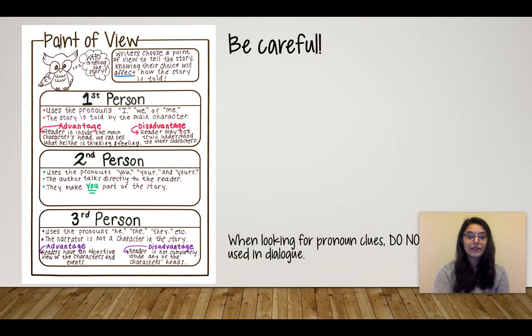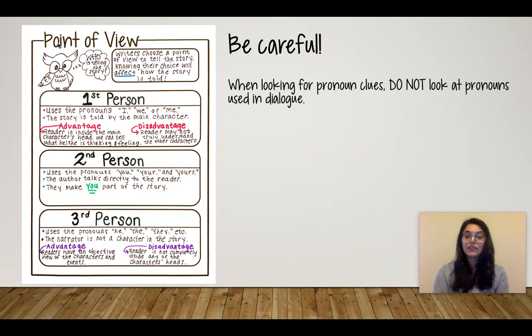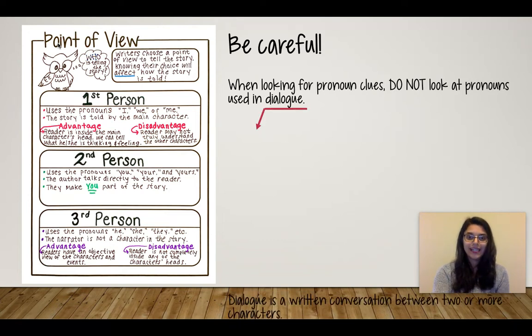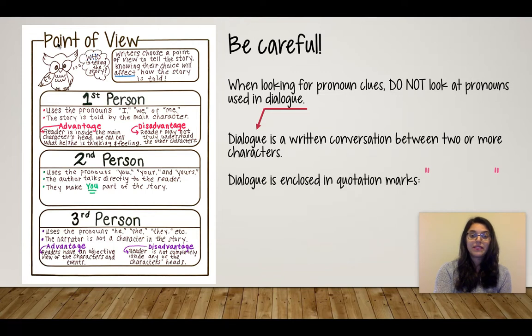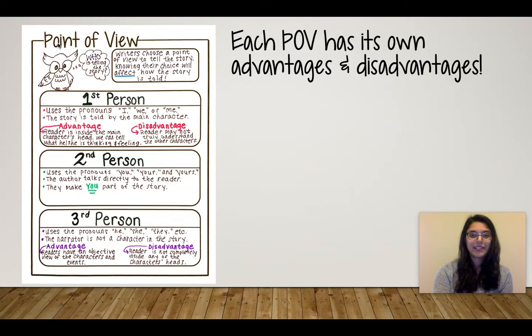Be careful though. When looking for pronoun clues, do not look at pronouns used in dialogue. What is dialogue? Dialogue is a conversation between two or more characters, and in a text, it's going to be written conversation. So the way in which you're going to be able to pinpoint dialogue in a text is that you're going to look for it being enclosed in quotation marks. So again, you may see pronouns being used in dialogue, but you're not going to use those pronoun clues to help you decipher which point of view is being used by the author.